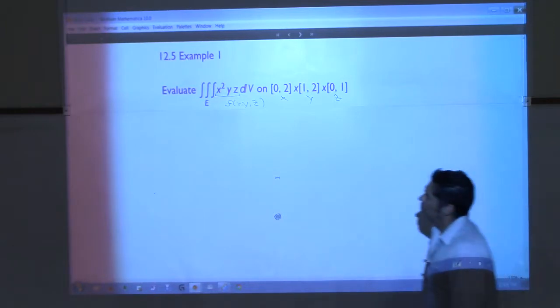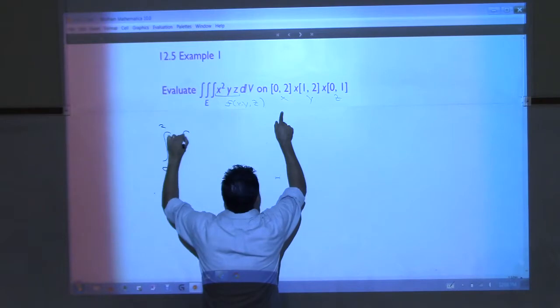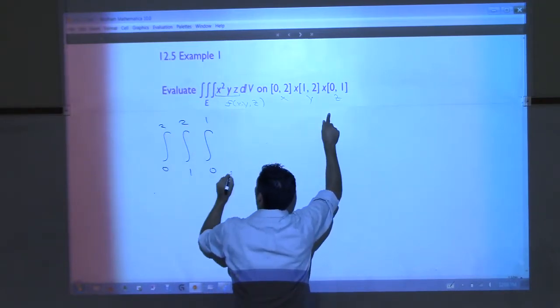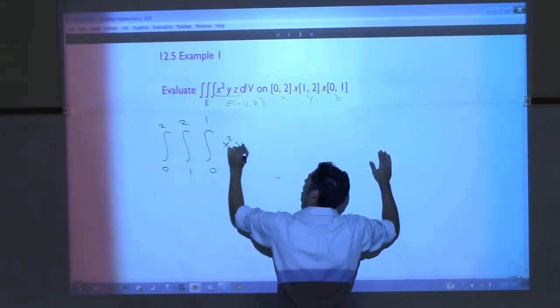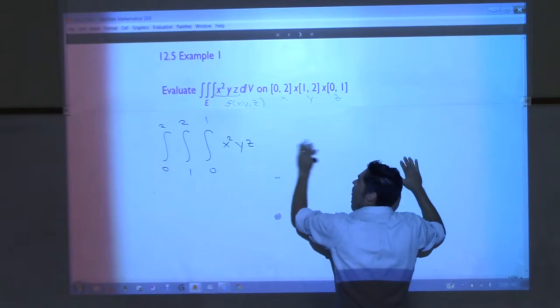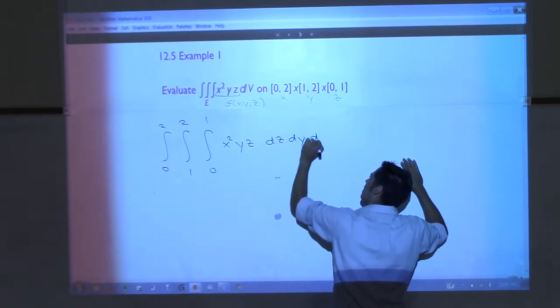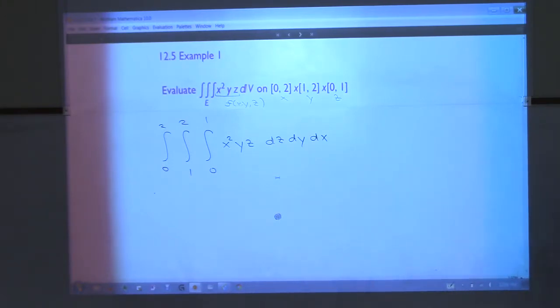So I'm just going to go in that order. Restrictions on x, 0 to 2. Restrictions on y, 1 to 2. Restrictions on z, 0 to 1. What am I integrating? x squared yz. What's the order of integration here? dz, dy, dx. Okay, I'm going to work through this one because it's our first triple.